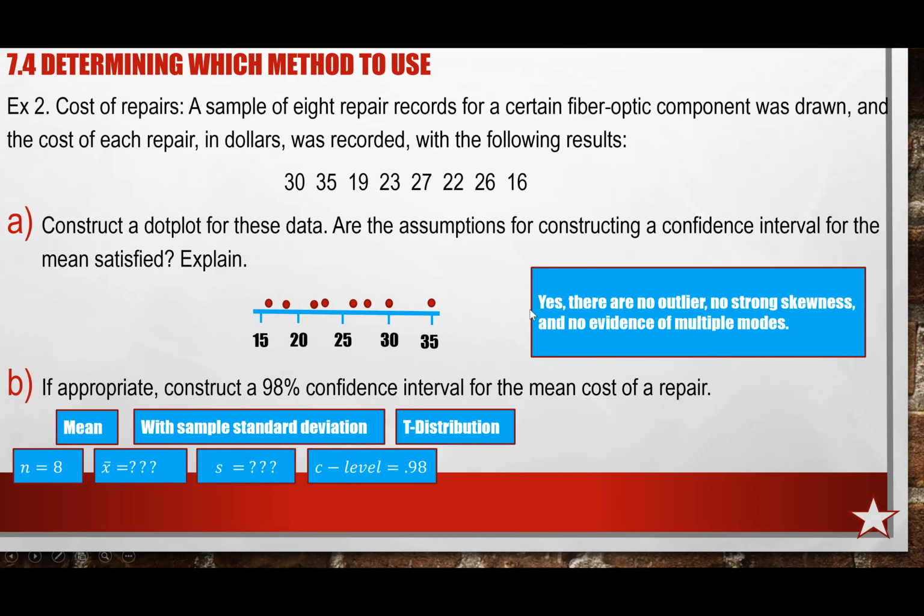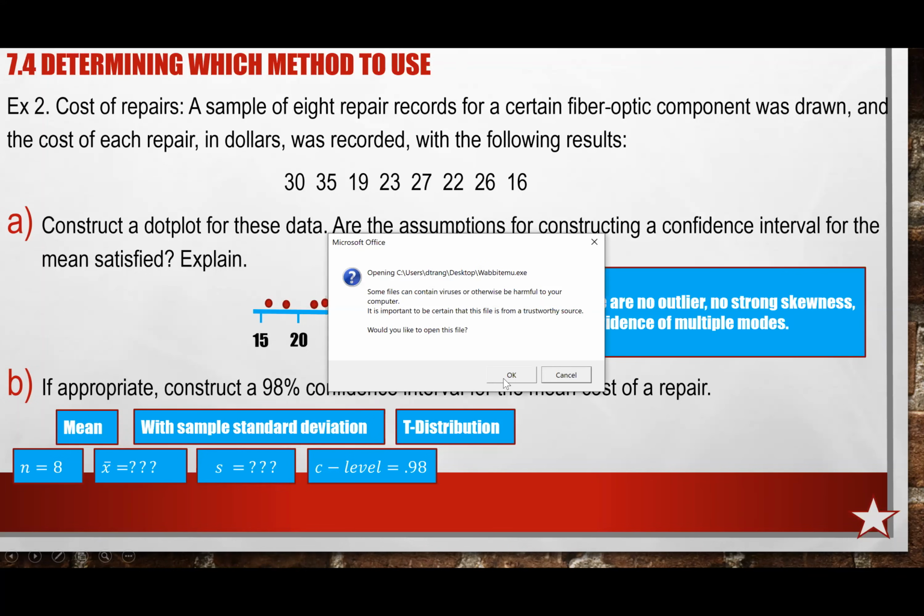And if you look at this, you say, well, Mr. Tran, I don't have the point estimator, which is the mean. But we can find the mean. How do we find the mean? You just add all these up and divide by 8, and that will be your mean. We don't have the sample standard deviation, but we can find it. How? Remember, we do the 1-Var Stats. So let's take a look at this. Let me share the screen.